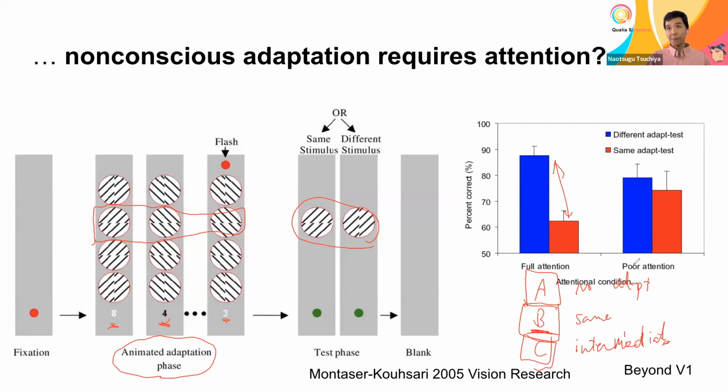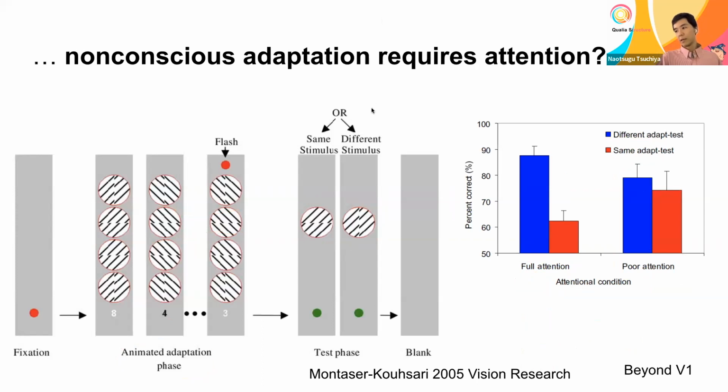So this means that under the poor attention condition, this different or same condition difference became not significant. There may be something slightly different, but it's not significant. So this means that the effect of the invisible adaptation depends on the availability of attention. Make sense? So this option A is supported. Only one person successfully answered. Any questions so far? That's fine?